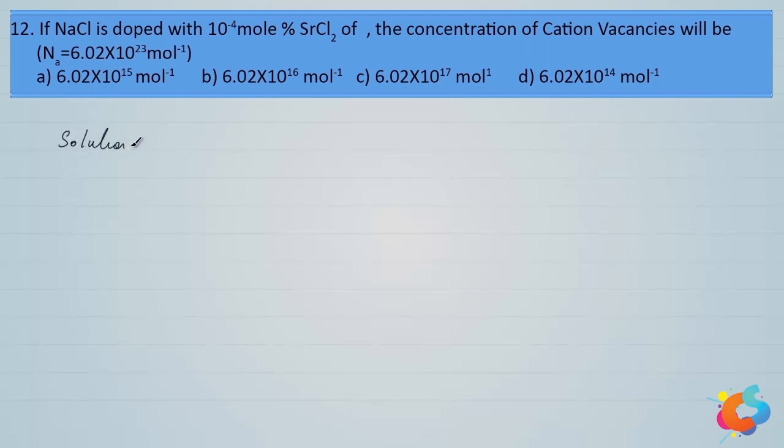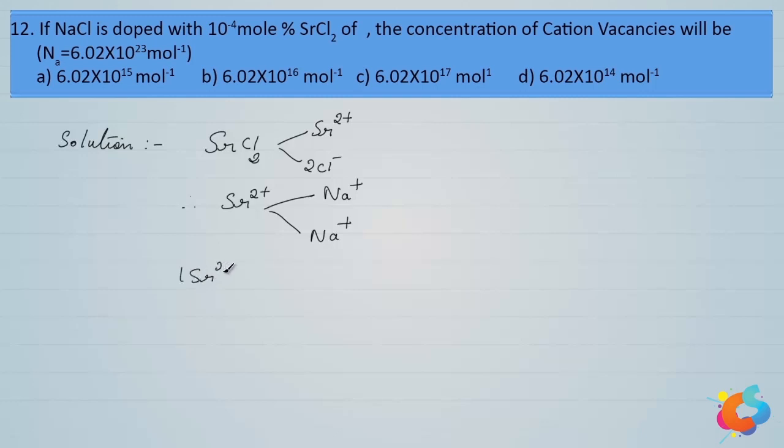The solution is, due to the addition of strontium chloride, each strontium ion replaces 2 Na plus ions. Thus, it creates a cation vacancy. Doping of NaCl with 10 to the power minus 4 mole percent of strontium chloride means per 100 mole of NaCl, that is 10 to the power minus 4 divided by 100, which is equal to 10 to the power minus 6 mole.